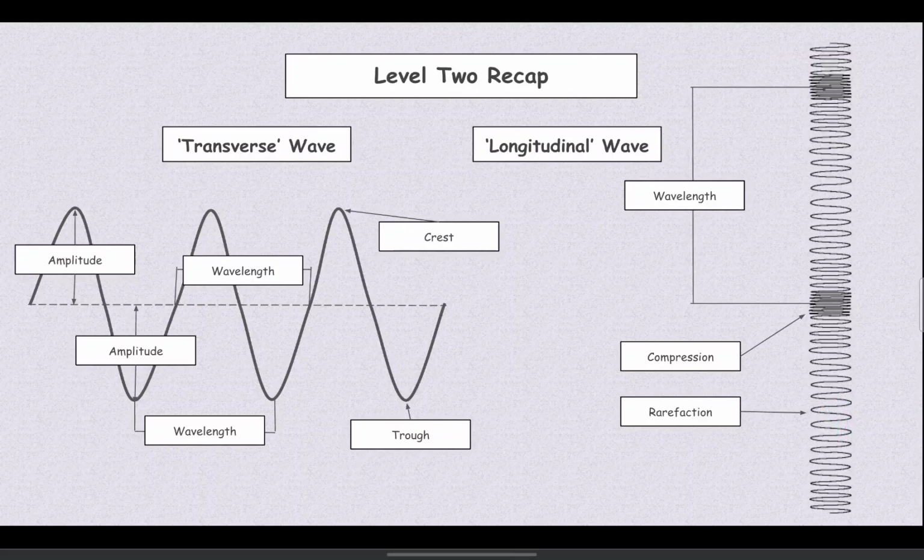I don't believe that rarefaction and compression is knowledge ever needed in this level 3, but it's still good to know in case it comes up. Just as a little fact in the back of your head.